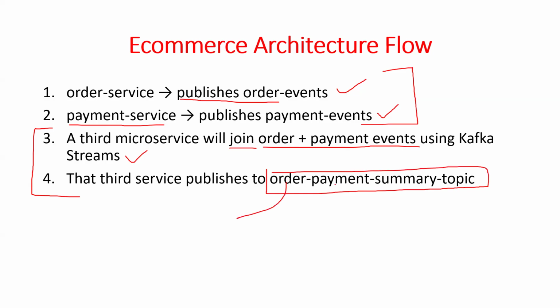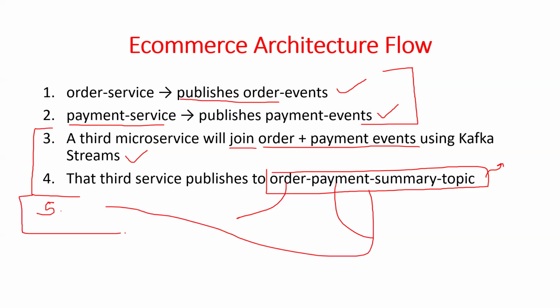Order information, payment information, both I am merging, and after merging, the real data will be available in this specific topic. Why do we need this topic? Maybe for analytics purpose or notification purpose. You can use any pattern here. Now we need to create another microservice, a fifth microservice, to consume this event. That is about the fifth microservice here, guys.